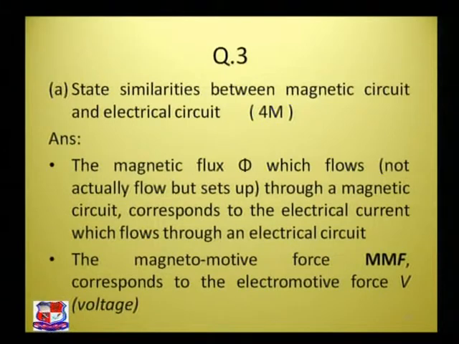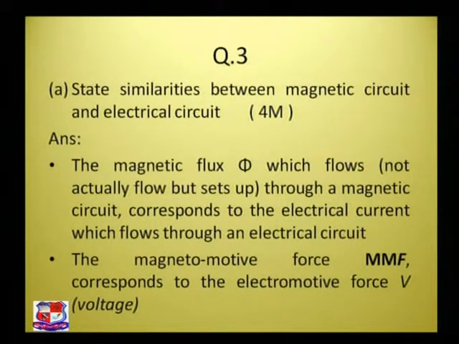What we have to do is, if it is asked only for 4 marks or 3 marks, it is better to just draw the table. But if it is asked for 7 marks, you have to explain it. So same question can be asked in different way, in the sense, state the analogy between magnetic circuit and electric circuit. So first point is the magnetic flux phi, which doesn't flow actually, it sets up through a magnetic circuit, corresponds to the electric current which flows through an electric circuit, right?